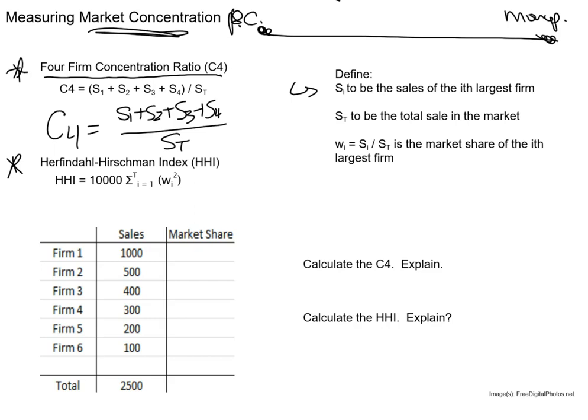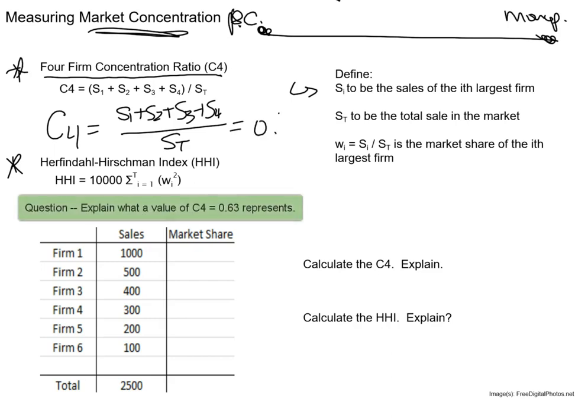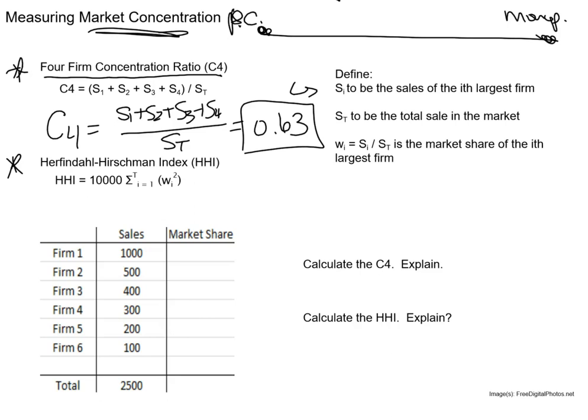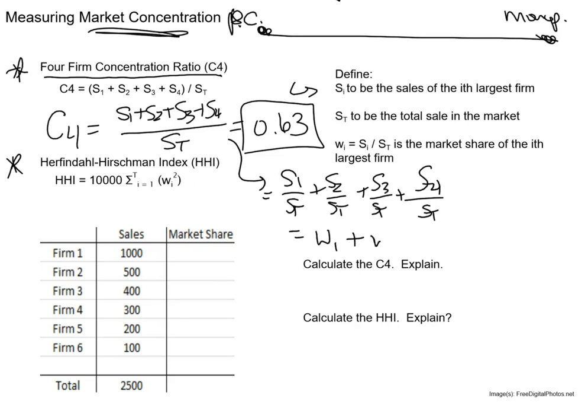So real quick, this should be pretty easy, but if I told you that an industry has a C4 of 0.63, could you explain what that value represents? The other thing that we can do is define Wi. So Wi is just Si over ST. I can rewrite this C4 equation as S1 over ST plus S2 over ST plus S3 over ST plus S4 over ST, and I can rewrite that as W1 plus W2 plus W3 plus W4. And what's Wi? It's the market share, right? So W1 is the market share of the top firm in the market, W2 the market share of the number two firm. So really, what's the C4? It's the market share of the top four firms in the market.